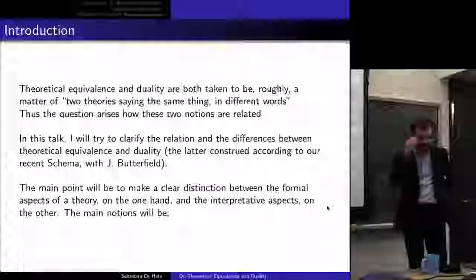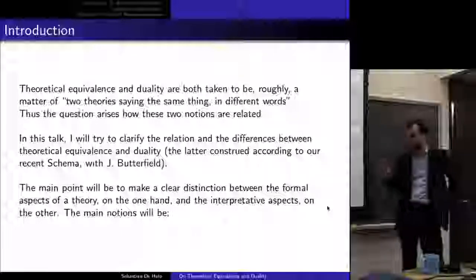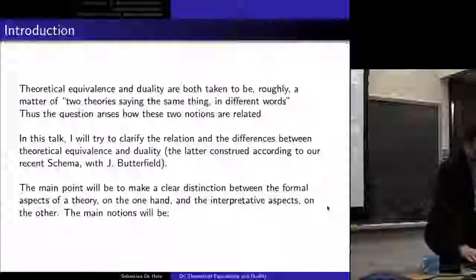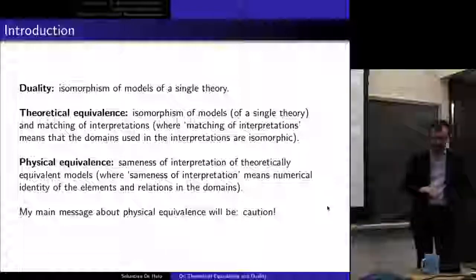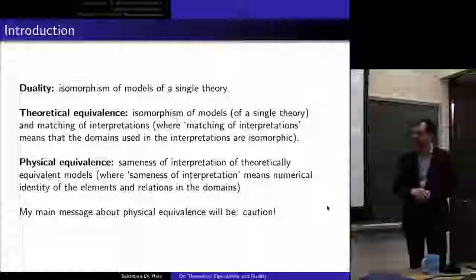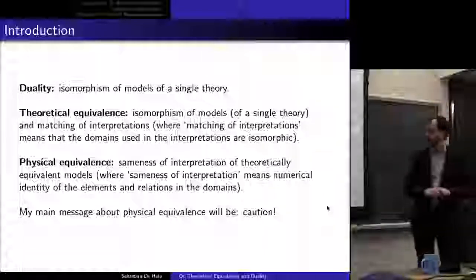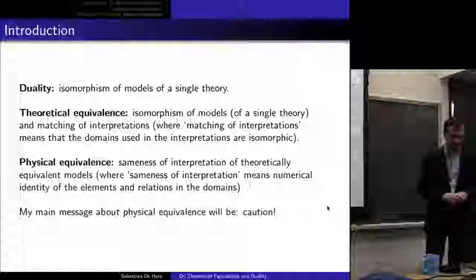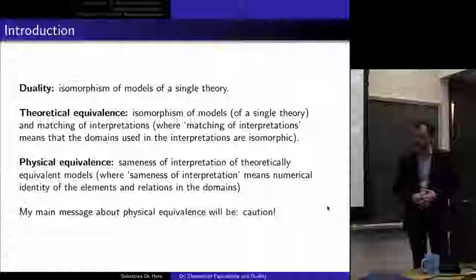And the main point will be to make a clear distinction between, on the one hand, the formal aspects of a theory, and on the other hand, the interpretive aspects. So here is what my main notions will be, and this slide is a summary already of at least the conceptual part of the talk, not the examples. So duality is an isomorphism of models of a single theory. So it's a formal notion, pretty simple.